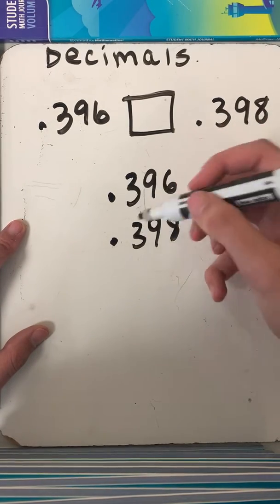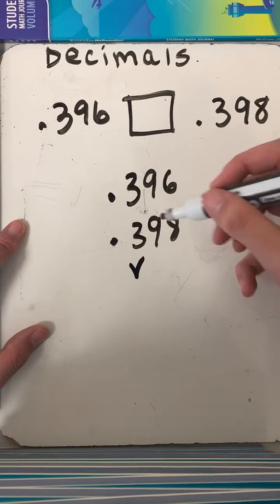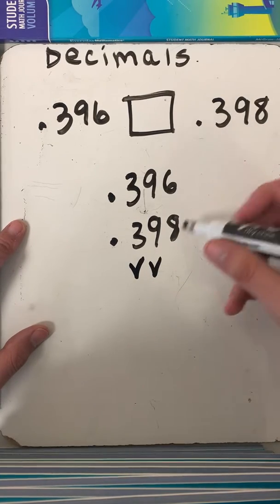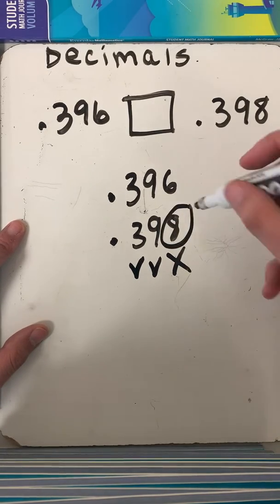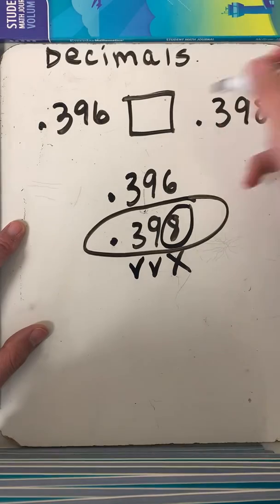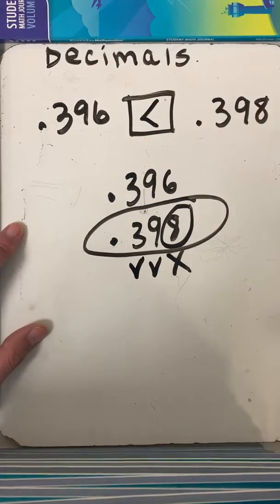Now, for example, 3 and 3, they match. 9 and 9, they match. 8 and 6 are different. So now I just simply need to figure out which one of these is greater. Obviously the 8 is greater, which tells me this number, 398 thousandths, is greater than 396 thousandths.